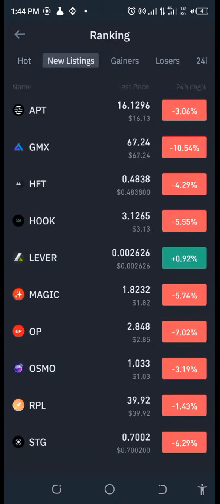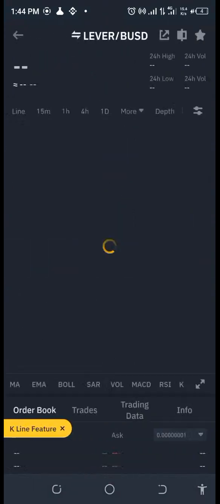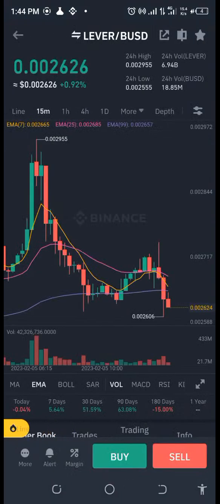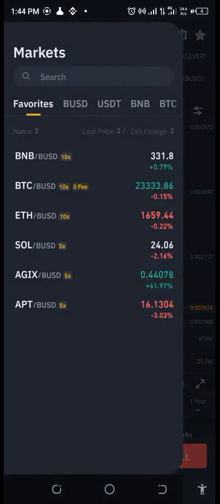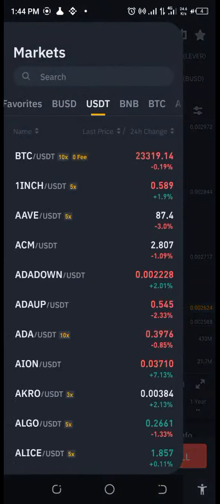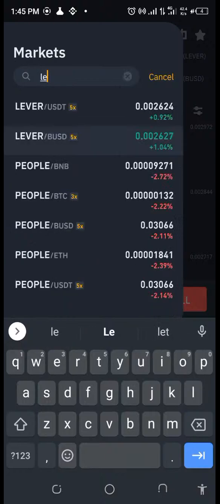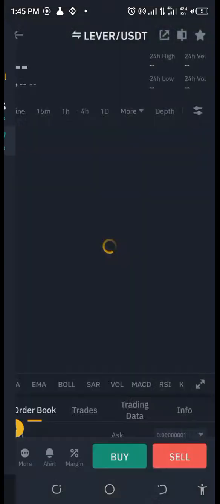There are some different pointers or parameters that we use to select a particular coin. Now, for our purpose, because we are using a very small amount of money to test, we are going to be looking for a coin that's quite cheap, not too expensive, so that we can use that to gain more profit. So I'm going to choose this one called lever. It's showing lever BUSD, but what I want is lever USDT. So let me put lever and then go for the USDT version.